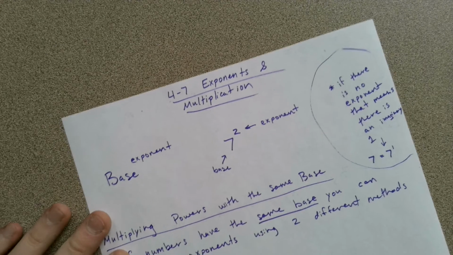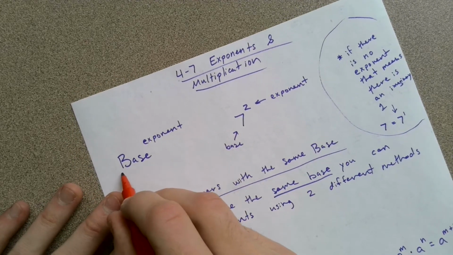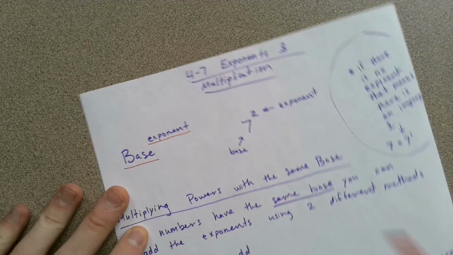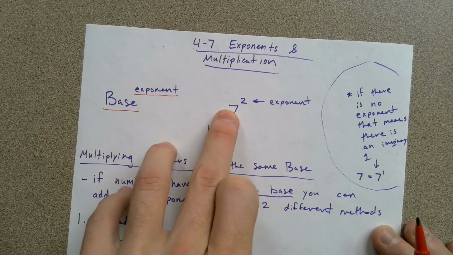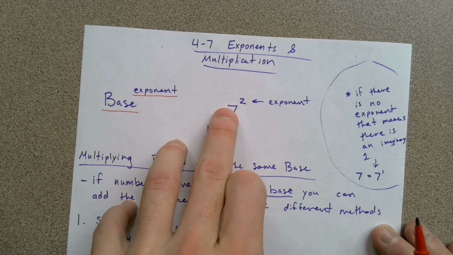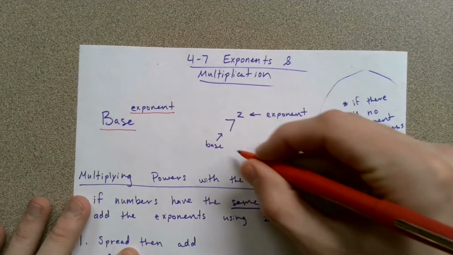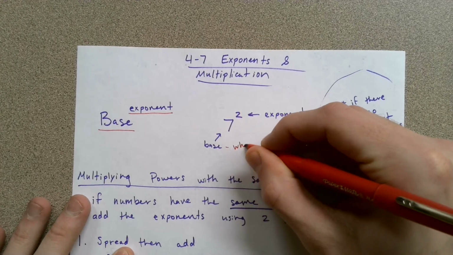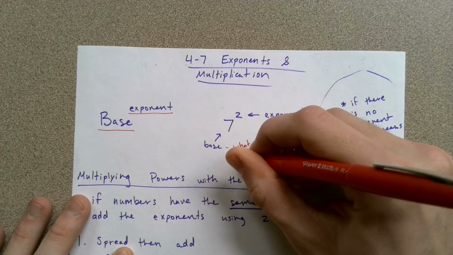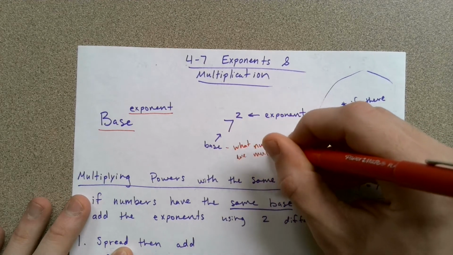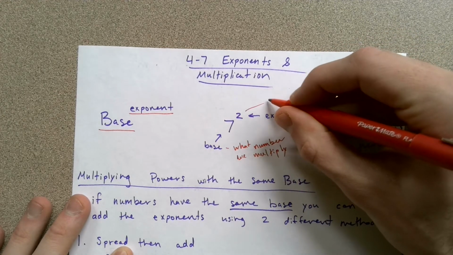The first thing I want to talk about is, I mentioned this before, but if you don't have it in your notes, today is a great day to get it in your notes. We got our base and our exponent. Those are two different parts when we're talking about exponents. Our base is going to be our bigger number, the lower number. Our exponent's that smaller number up top. Our base tells us what number we're multiplying. Our exponent tells us how many times.